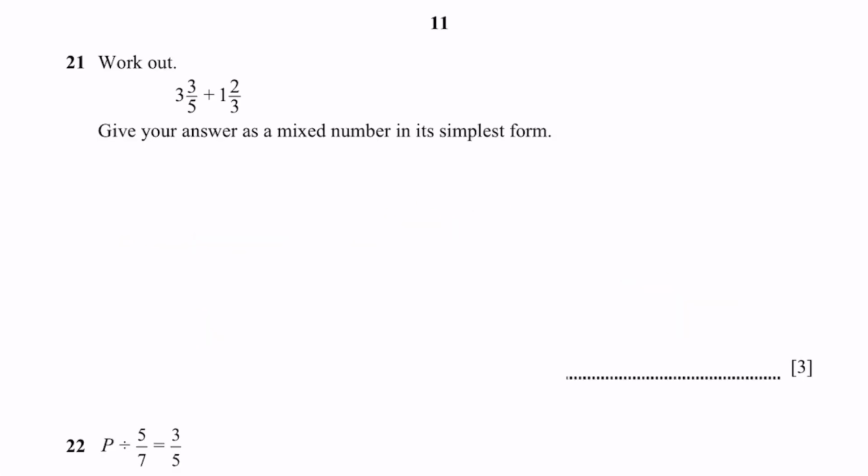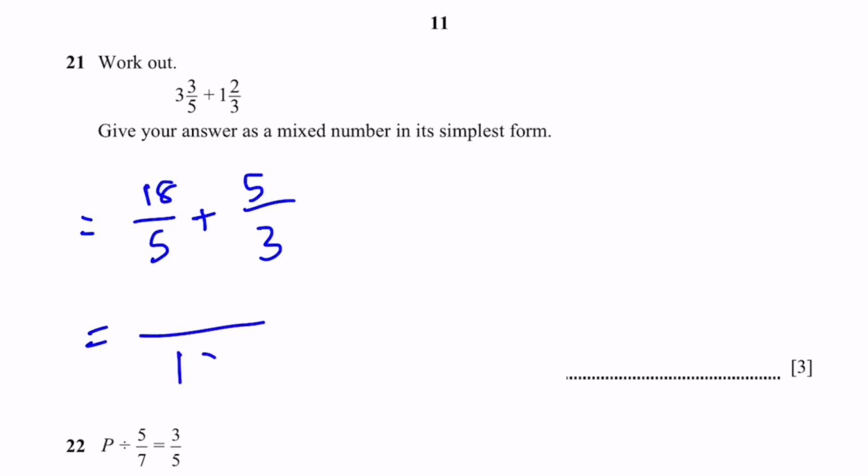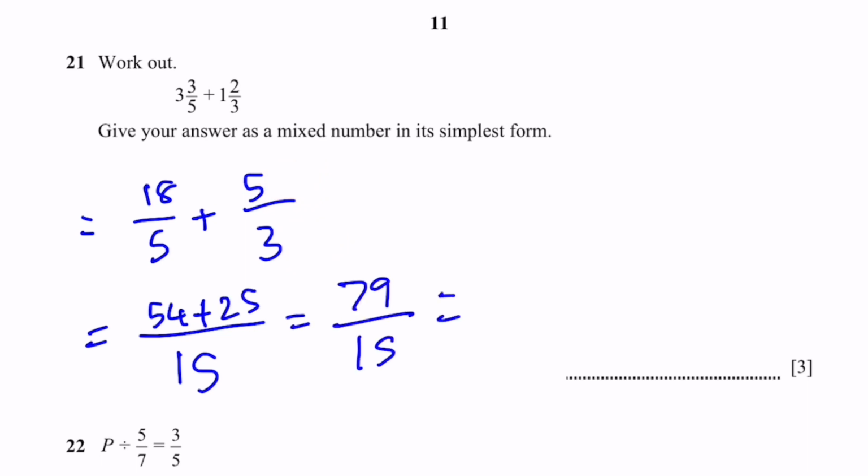Question 21. Work out 3 by 5 plus 1 2 by 3. Give your answer as a mixed number in simplest form. So we can convert these to improper fractions: 18 by 5 plus 5 by 3. Let's convert to the same denominator. We can have denominator 15, because 5 into 3, 3 into 5. So because 5 into 3, multiply 18 into 3 as well to get 54. And then we add, because 3 into 5, we have to multiply 5 into 5 as well, so 25. And now we get 79 by 15, which is 5, 4 by 15.